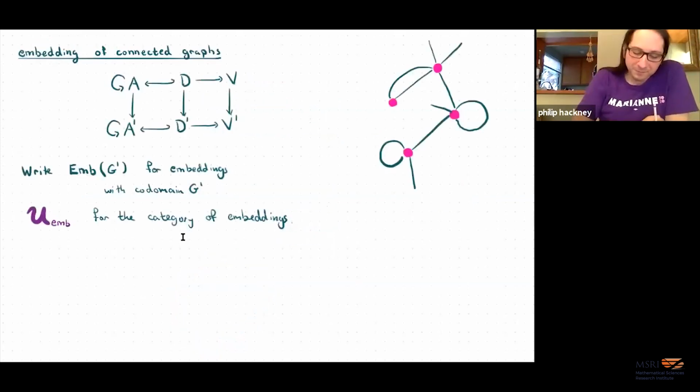Okay, before I give the full definition of what this graph category is, I'll say what an embedding of connected graphs is. So a map of graphs should be some kind of natural transformation. So here I have two graphs, G and G prime.